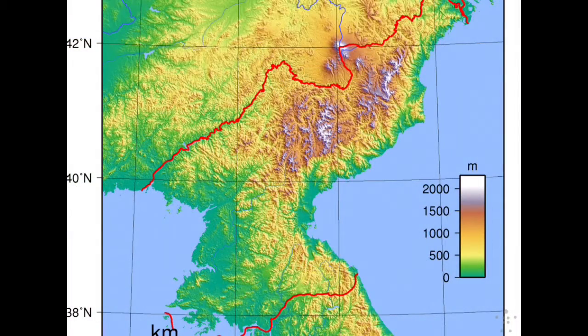Next up is the climate map. North Korea primarily has a humid continental climate with 4 distinct seasons. It has a very cold, dry winter that occasionally has snowstorms. In winter at the capital, the temperature ranges from -3 degrees Celsius to -13 degrees Celsius.